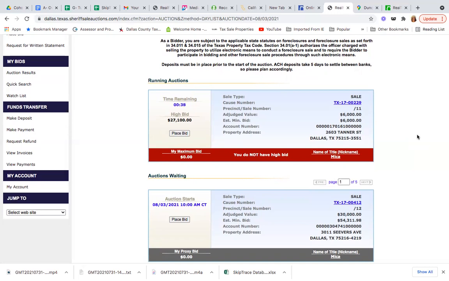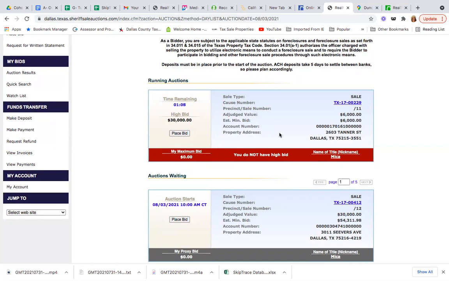Some of the things I want you to know about this platform. Number one, the time remaining. Get in there early. Also, two, you can do maximum bids on this. This one says you do not have a high bid. For the ones that I want to bid on, you can go in and do your max bids by putting in the number amount. On this one, obviously, I did not put a max bid, but you can go in before the auction and put in your max bid.